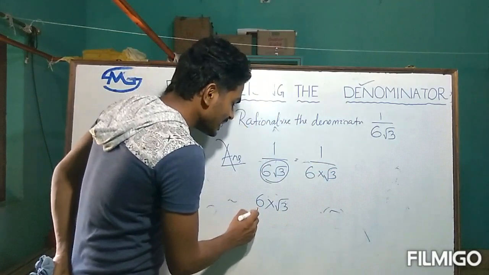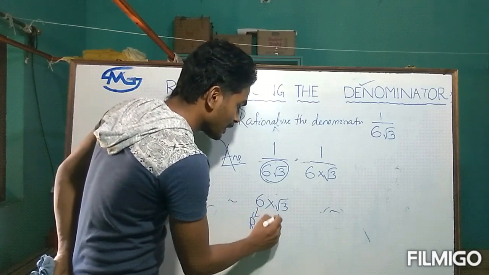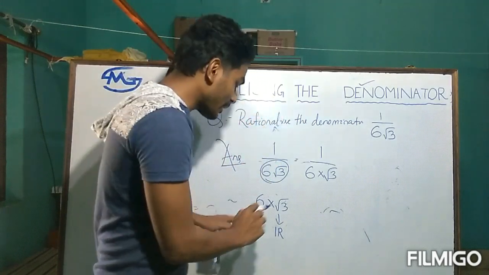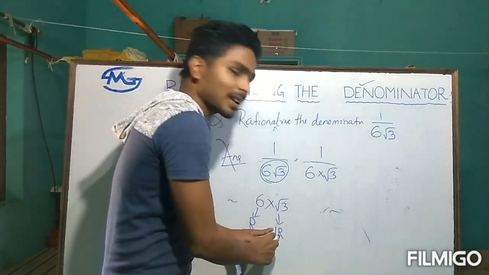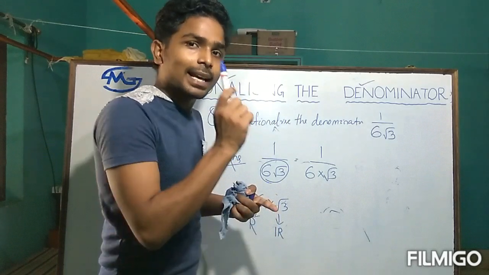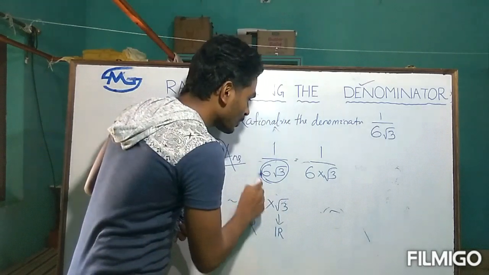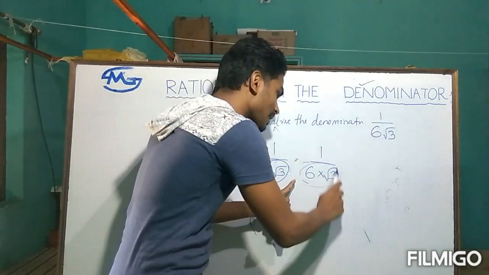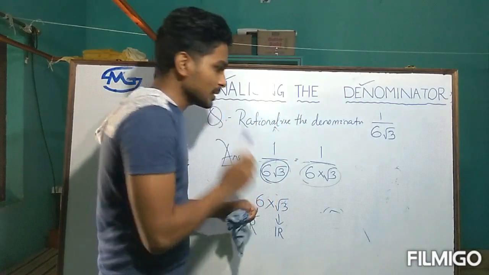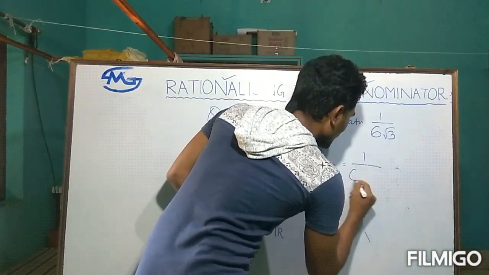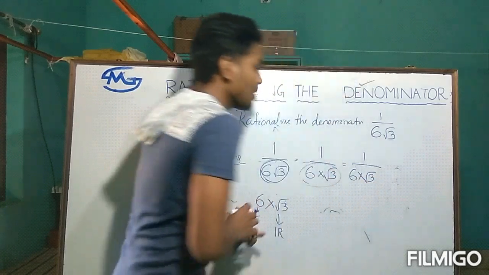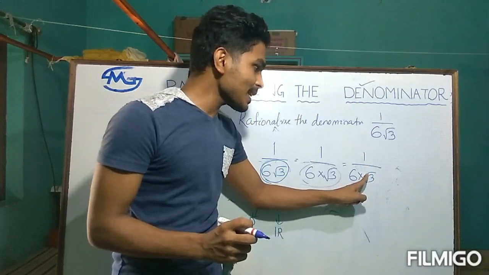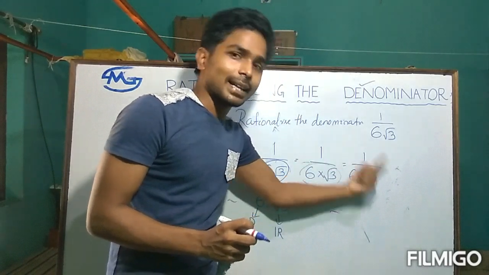Here 6 is a rational number, but root 3 is an irrational number. As you know before, whenever a rational number is multiplied with an irrational number, it will always give an irrational number. So the total is an irrational number, and we have to make the total irrational number into rational. So in this stage we have to find out of these two which is irrational. Root 3 is irrational, so we have to make root 3 into rational.